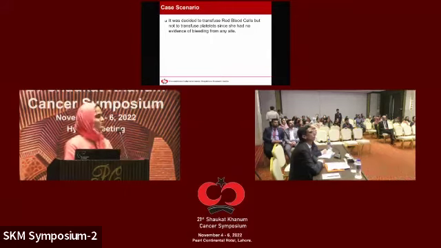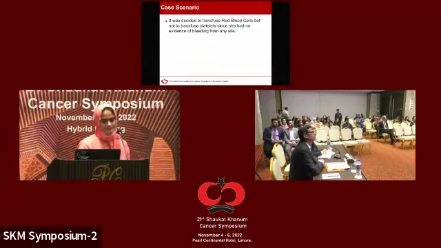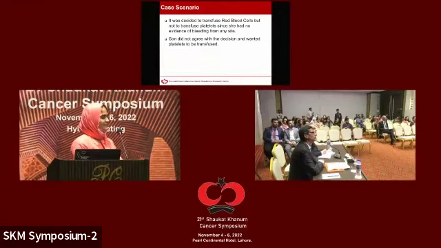Indication is the same for platelet transfusion, that if the patient is having symptoms of bleed or patient is bleeding from any site, then we will transfuse. But in this case, it was decided to transfuse red blood cells, but not to transfuse platelets, since she has no evidence of bleeding from any site. Son did agree with the decision, but wanted platelets to be transfused as well.